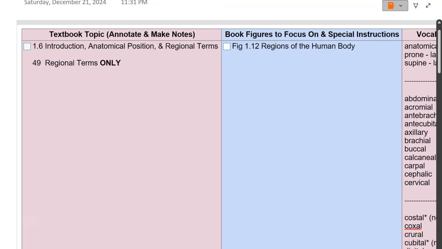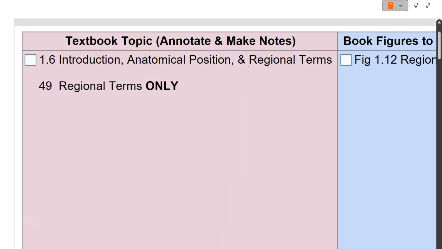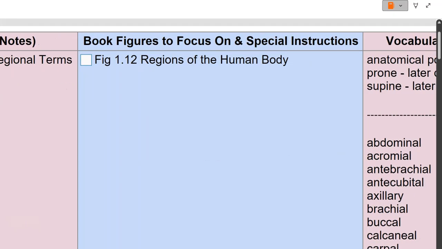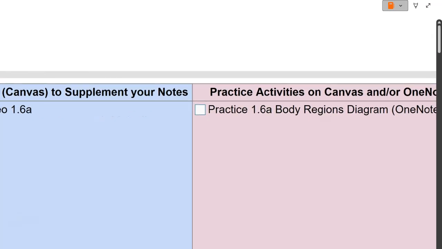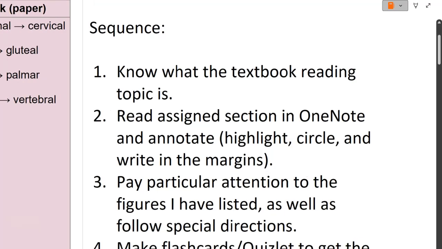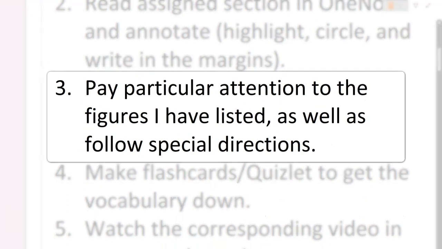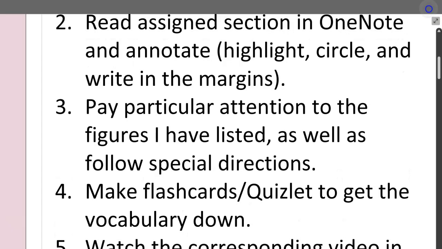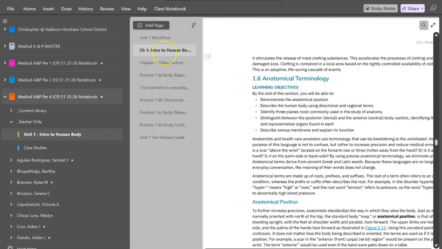So in the workflow, I need you guys to know the regional terms and pay attention to figure 1.12, the regions of the human body. So in the directions, that would be number 3 right there. Pay attention to the figures I've listed as well as follow special directions. Okay, so let's go to figure 1.12 in the textbook.